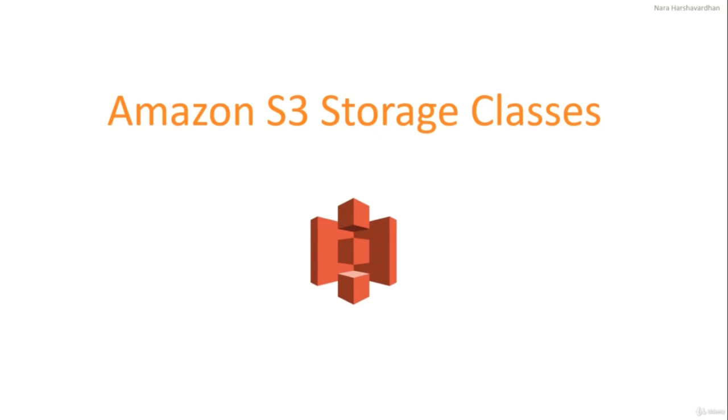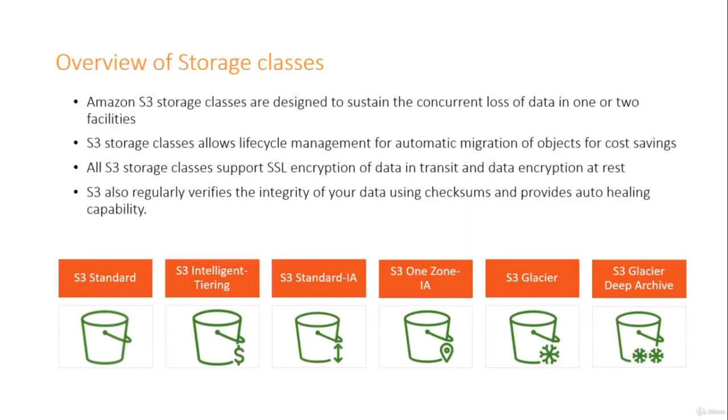In this lecture, I'm going to discuss S3 storage classes. In total we have 6 types of storage classes and they are S3 Standard, Intelligent Tiering, Standard IA, One Zone IA, Glacier and Glacier Deep Archive.